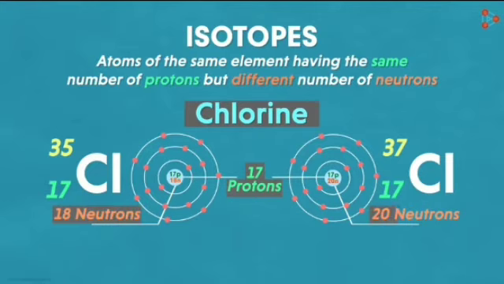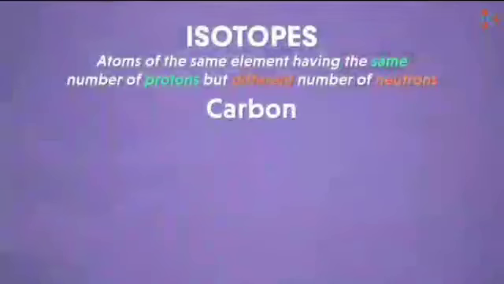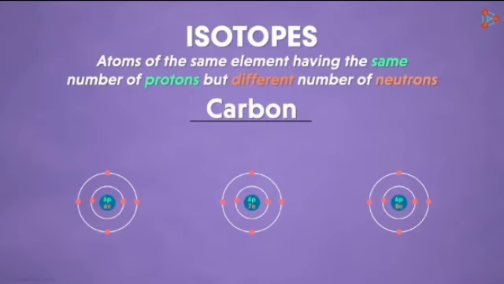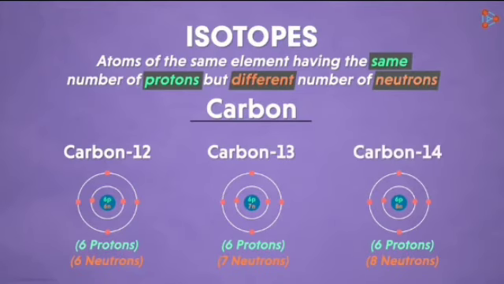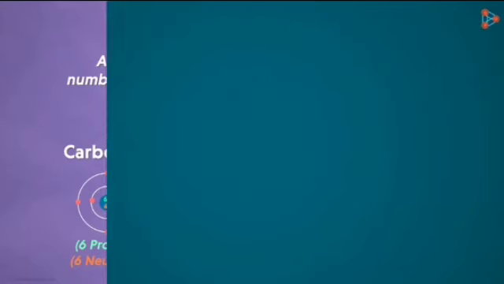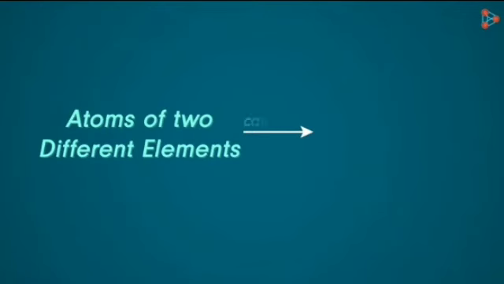So this is what is represented in the atomic structure of chlorine, that is, the difference can be seen in the number of neutrons that are present in the nucleus of the chlorine atom. So atoms of the same element have the same number of protons but different numbers of neutrons. You can also observe this in the case of carbon, where protons are 6 in all three, and there are 3 isotopes of carbon: carbon 12, carbon 13, carbon 14, with 6 neutrons, 7 neutrons and 8 neutrons.